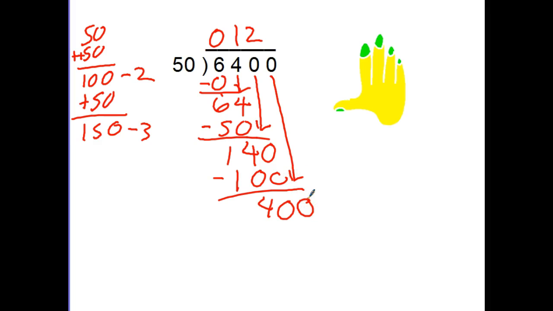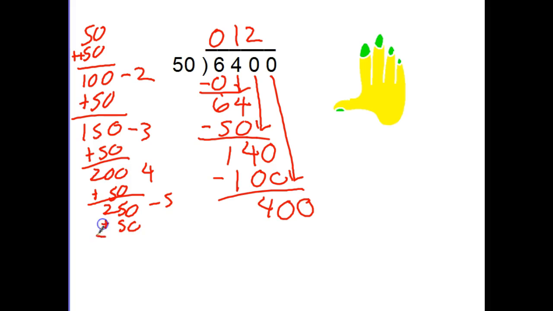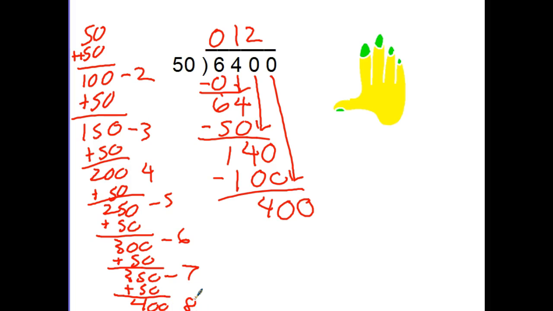Now we got how many 50s in 400? So I have to keep adding 50s on. 200. Add another 50 on. 250, that's 5. Add another 50 on. That's 300. I'm at 6 of them. Add 50 on. I'm at 350. That's 7. Add 50 on. I'm at 400. That's 8 of them. So 8 times 50 equals 400. No remainder. 6,400 divided by 50 equals 128.